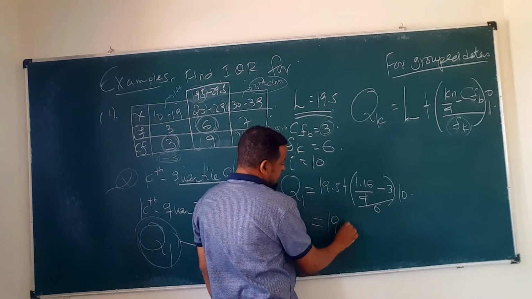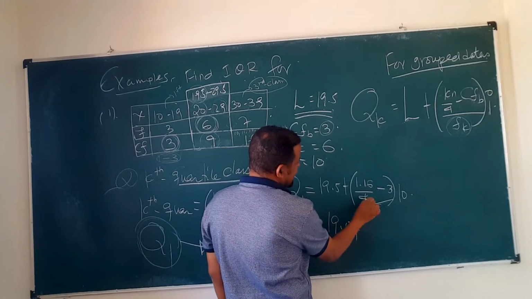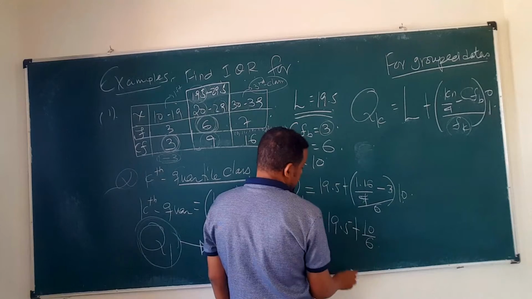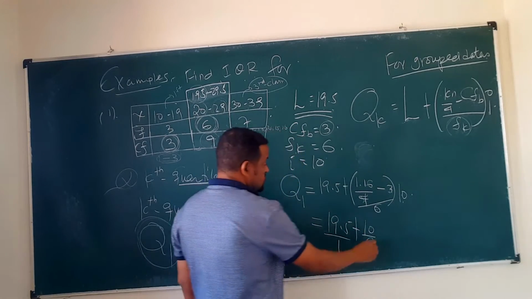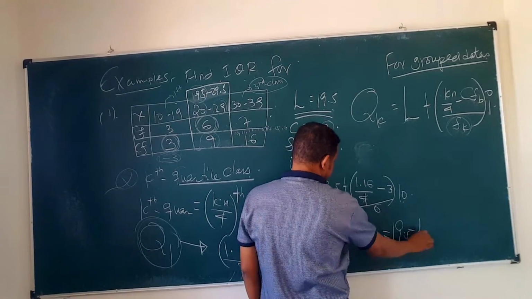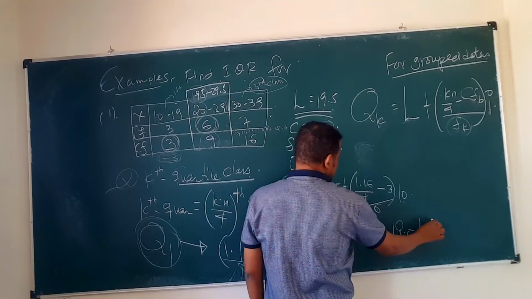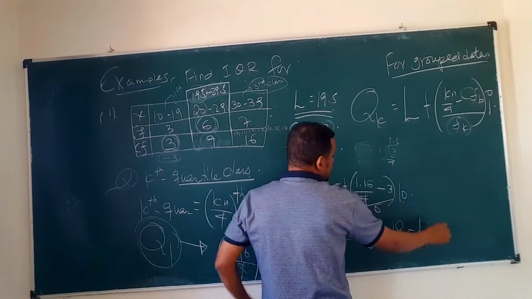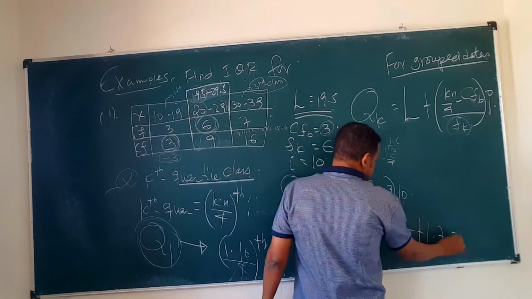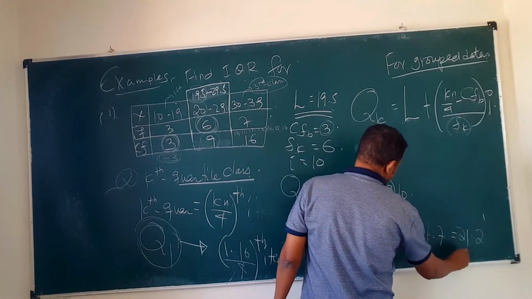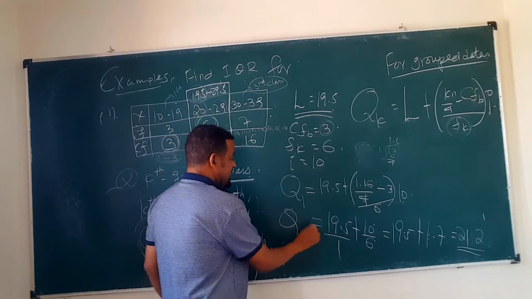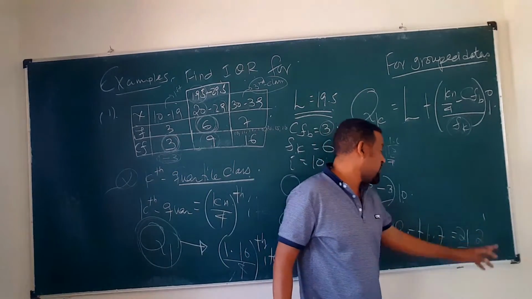So which is 19.5 plus 16/4 minus 3, times 10, over 6. You can do that: 19.5 plus 10 divided by 6, which is around 1.7, approximate. Okay, so add them together, which is 21.2. So the first quartile is around 21.2.